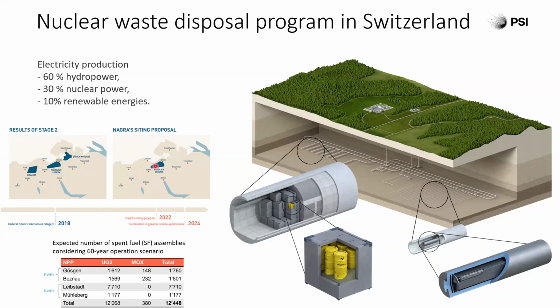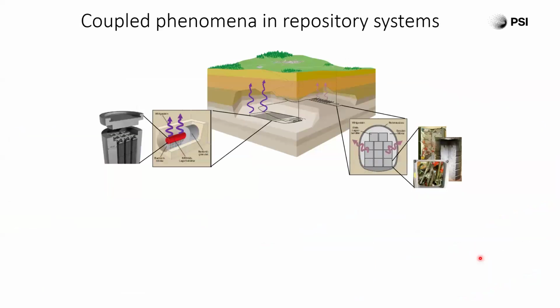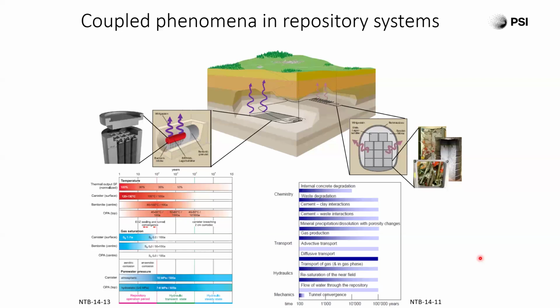Therefore, we have to address in a very scientific way all the challenges that appear. What you see here is the low-level waste, and the high-level waste of the nuclear fuel. In the nuclear waste repository, there will be several coupled processes occurring in the next hundreds and thousands of years, and we have to take into account all these kinds of processes.